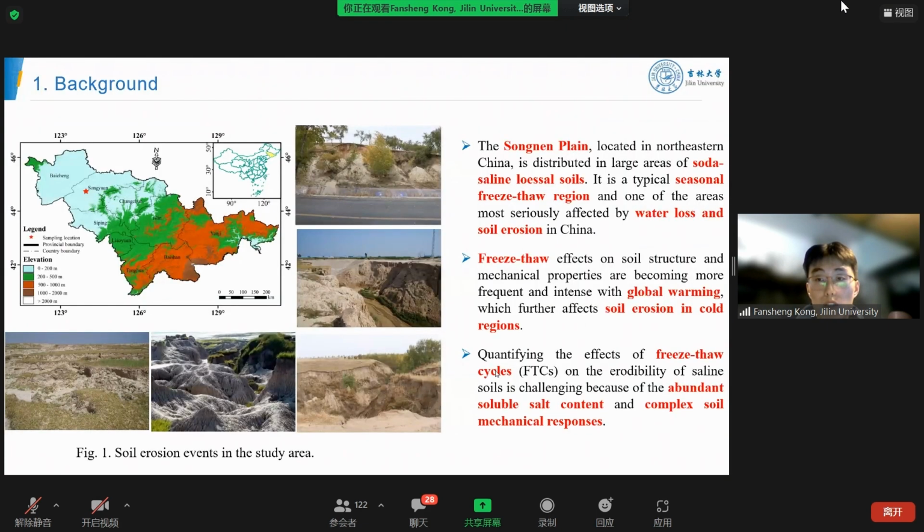The Soda Plain, located in northeastern China, is distributed in large areas of Soda-Saline Loess. It's a typical seasonal rainfall region and one of the areas most seriously affected by water loss and soil erosion in China. Freeze-thaw effects on soil structure and mechanical properties are becoming more frequent and intense with global warming, which further affects soil erosion in cold regions. Repeated freeze-thaw cycles can change the physical properties of soil sediments, likely making them an effective material source that exacerbates soil erosion.